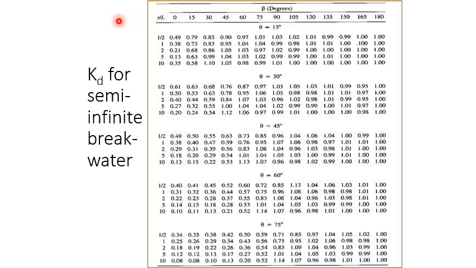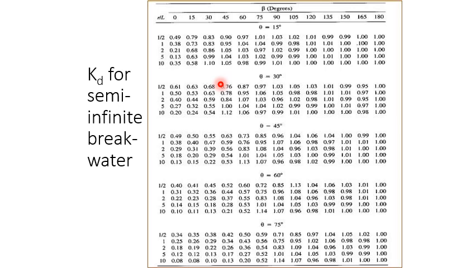Of course, the table only shows us specific angles. In the event that we might want to solve for a location at any other angle, we will have to do interpolation. And of course, the KD value also depends on the incidence wave angle, theta. The table also shows a limited range of theta values. We have 15 degrees, 30 degrees, 45 degrees, and so on. And again, if we need to solve anything other than what is shown on the table, then we may have to use interpolation.